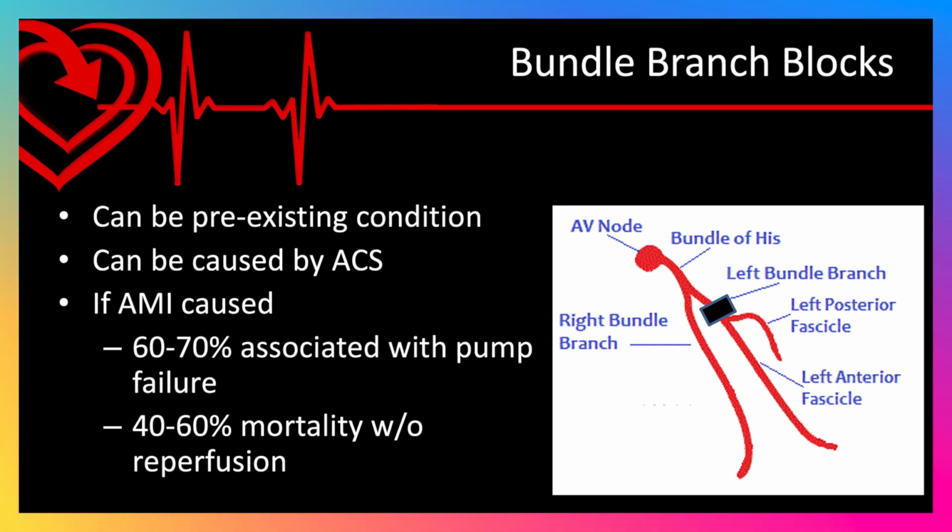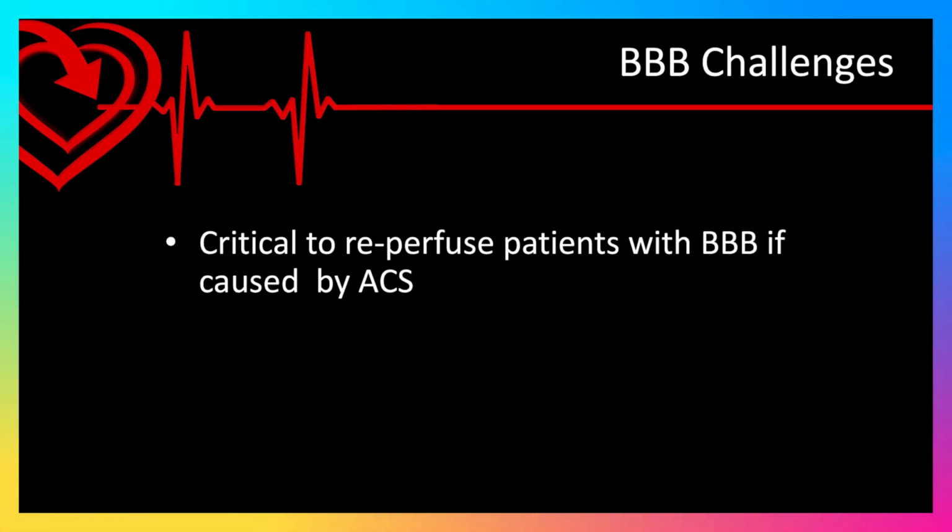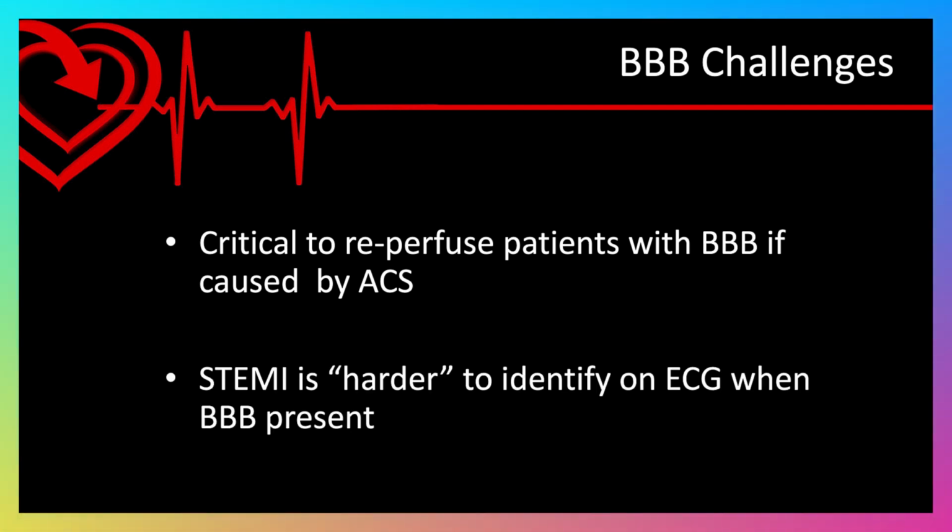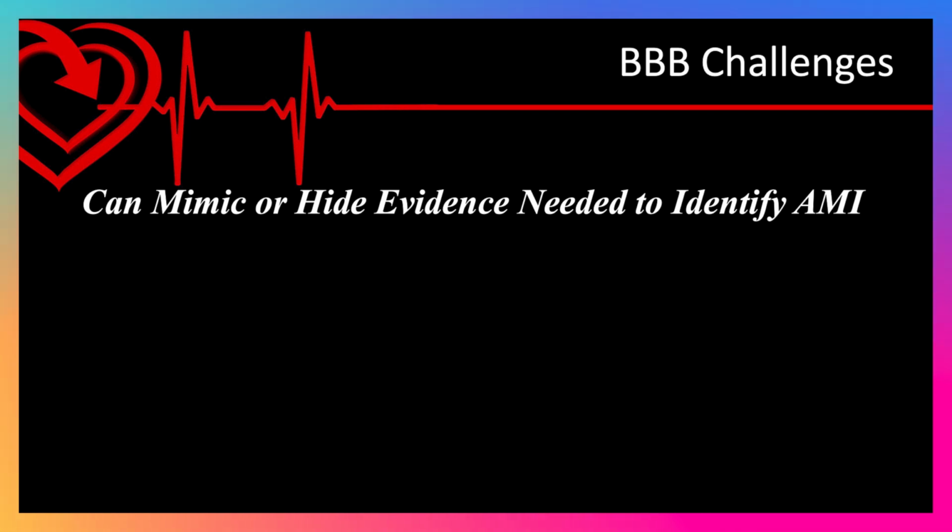Again, if we know it's a new onset of a bundle branch block, that can be an ominous finding. When we think about bundle branch blocks in the context of 12-lead interpretation, it can be challenging because it's critical to reperfuse these patients for the reasons I just mentioned, but it's also hard to identify a STEMI when a bundle branch block is present. It's not impossible, but it makes it more challenging. A bundle branch block can mimic the evidence needed to identify an MI. It also can hide the evidence we need to identify an MI.